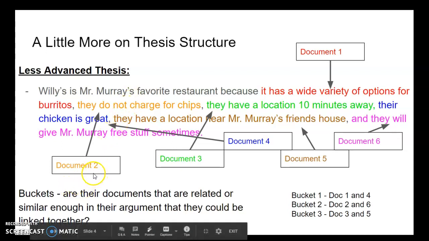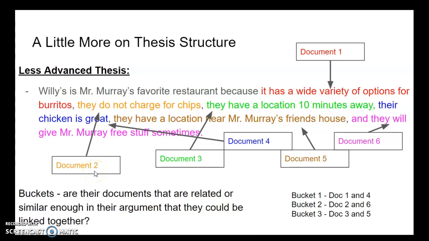But what the buckets are ultimately asking is, are there documents that are related or similar enough to where they could be linked together? Basically cutting down on some of the paragraphs you have to write to where you could begin to say, well, I don't want to say this because I've kind of already said this with document 1. So like, for example, document 1 talks about it has a wide variety of options for their burritos.